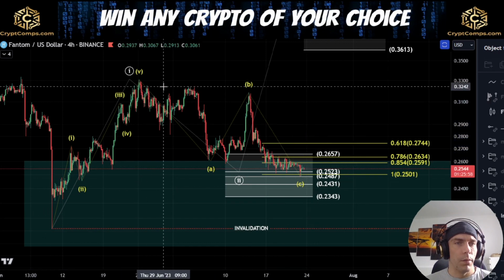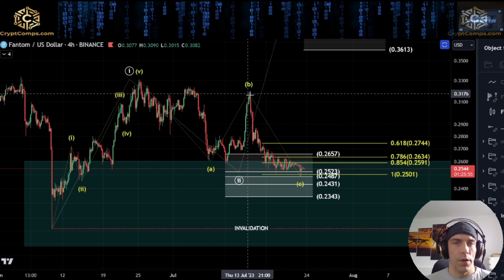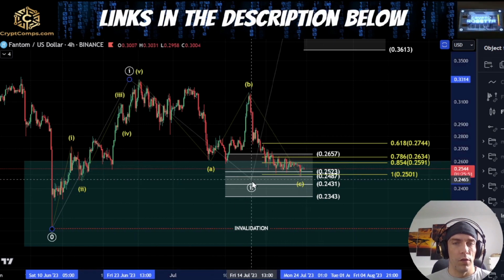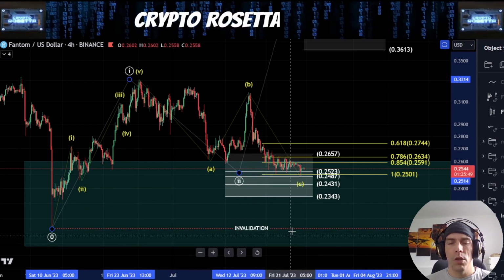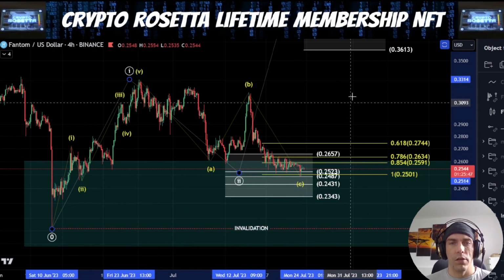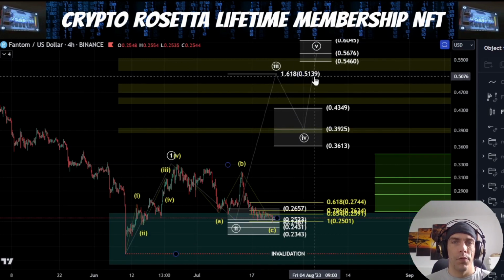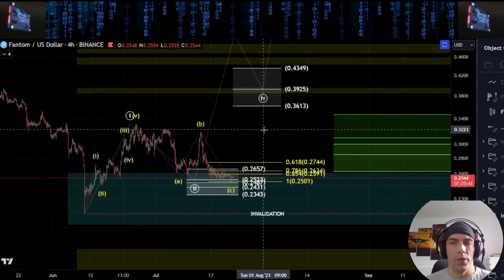That still wouldn't change the idea here, but effectively this would just mean that we are still looking for this wave 2 or this B wave to form. If we lose this 21.33, this invalidates this idea. Now looking for this, we would be looking for 1.618 up here, 51 cent 39, to confirm this structure.